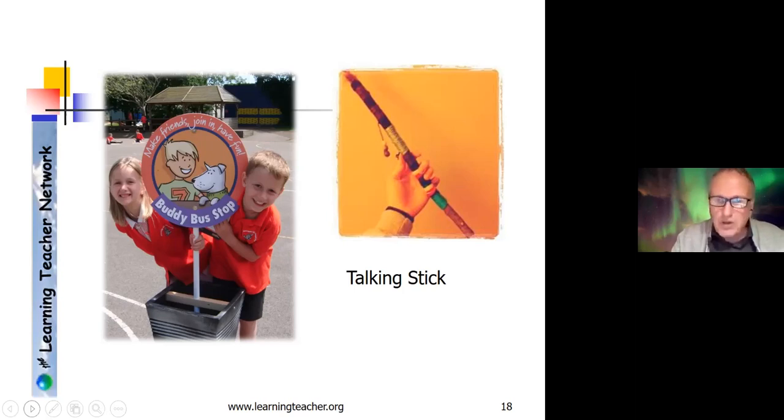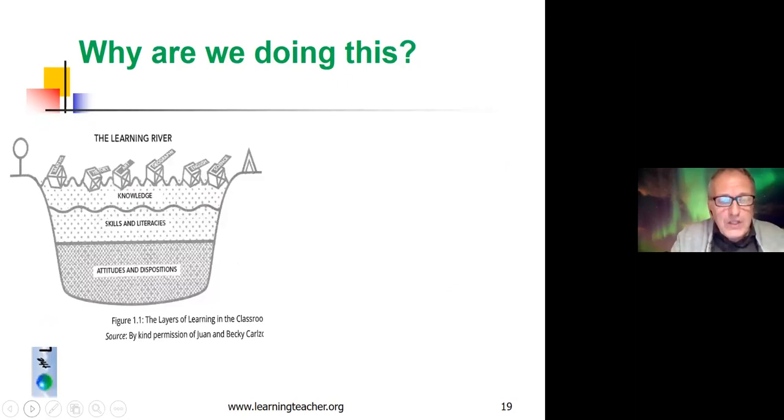And of course, the talking stick, I think most of you will recognize this, is a way that if you have the stick, then only you can speak and the rest have to listen. It's a democracy instrument used by many tribes. So it's also an active way to start listening to the other. So why are we doing this?